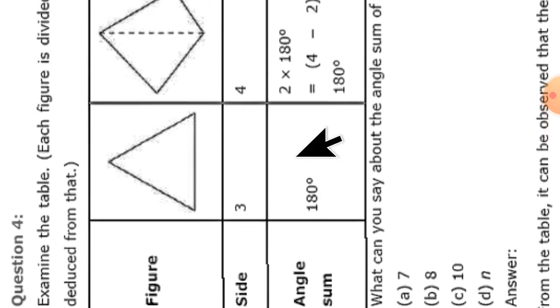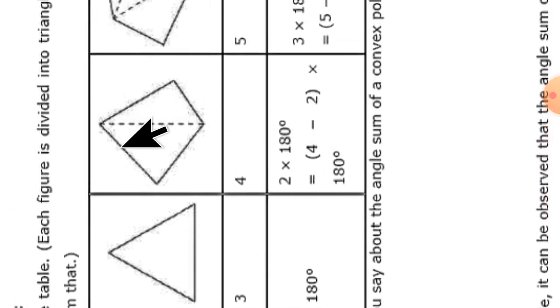Now the second figure is a quadrilateral. Sides are 1, 2, 3, 4 sides and it is divided into two triangles, 1 and 2. In each triangle, the sum of the measures of the angles is 180. So 180 plus 180 means 2 into 180. So 2 into 180 degrees equals 4 minus 2 into 180. Total sides are 4. So 4 minus 2 into 180.